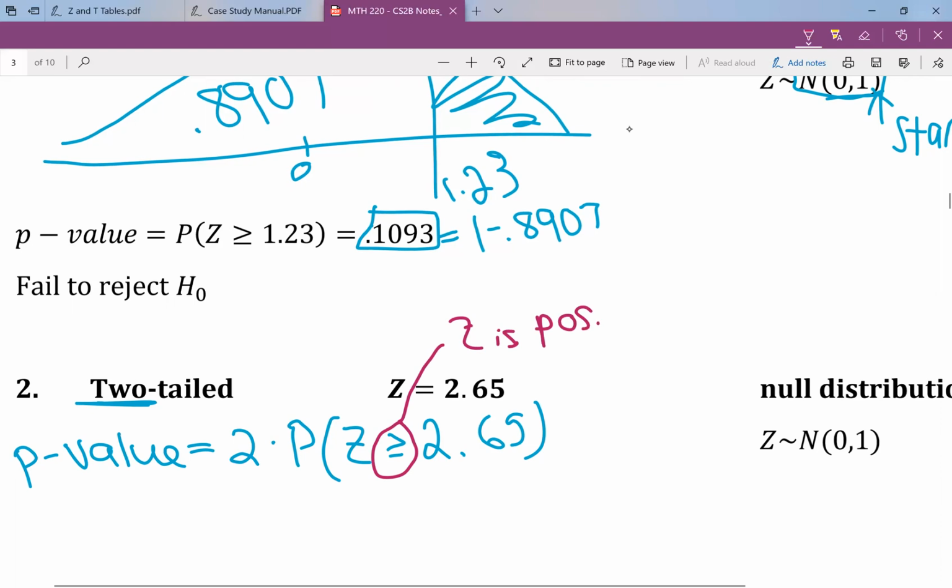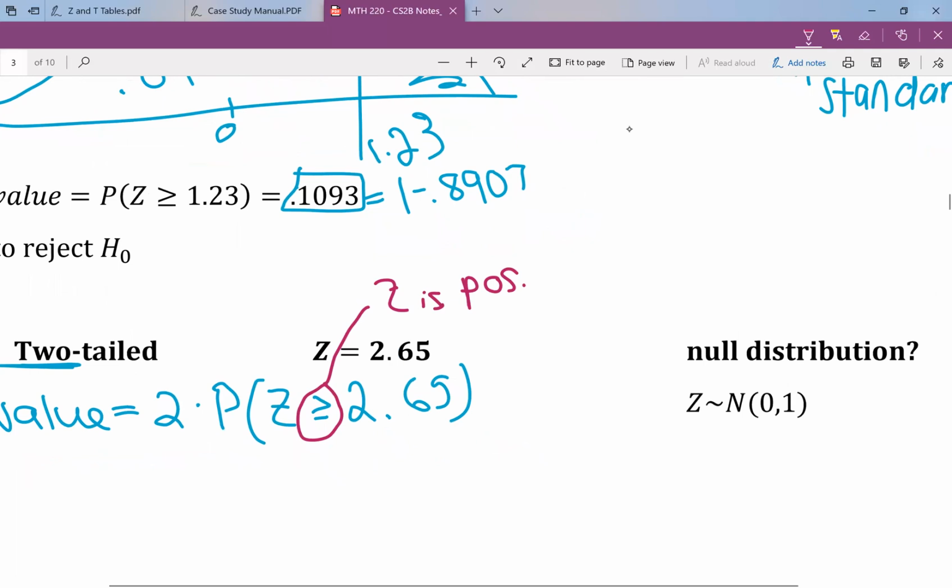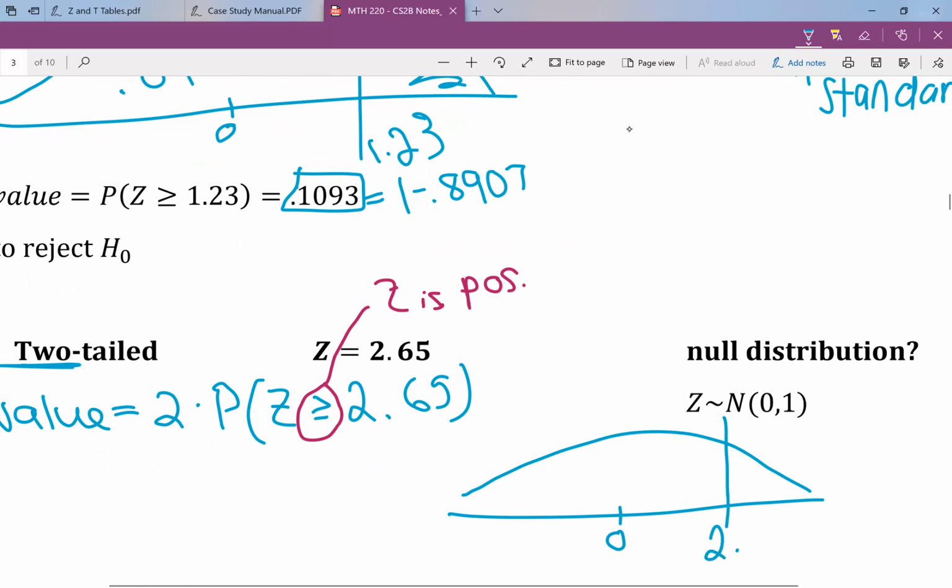Sometimes it helps to see a picture of why that is true. If we draw our null distribution, 0 is in the center, and our test statistic is 2.65. For two-tailed tests, we always want to first go to the nearest tail, and then mirror that to the other side.